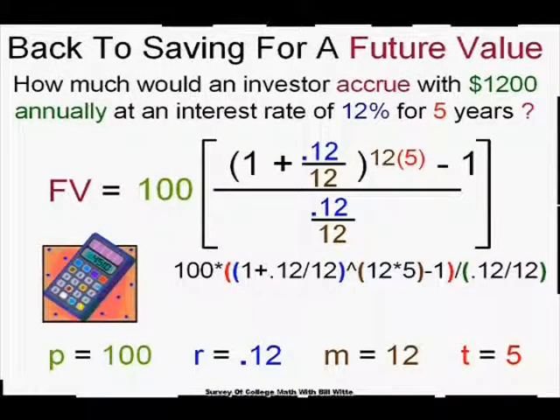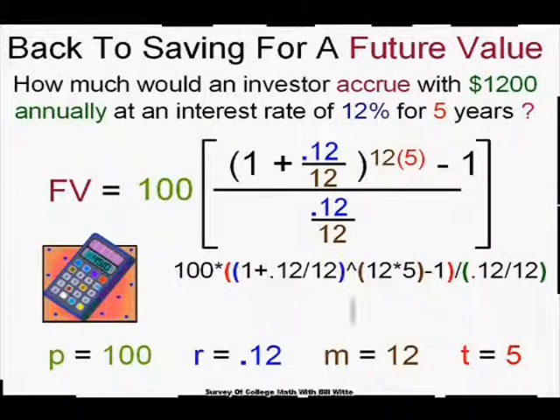Note in this example, I've put parentheses around the numerator that are red. I put parentheses around the part of the formula that has parentheses, the base, if you will. Those are blue. I put parentheses around the exponent, the 12 times 5, and I put parentheses around the denominator. And I strongly suggest that you put at least 4 parentheses every time.